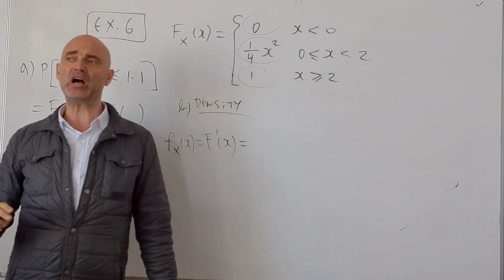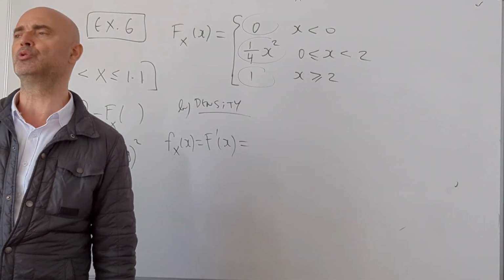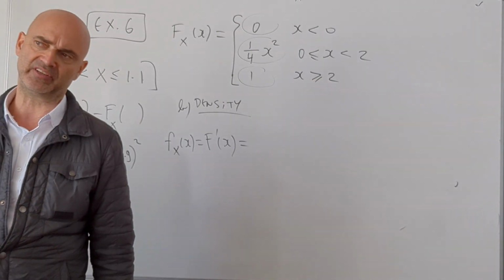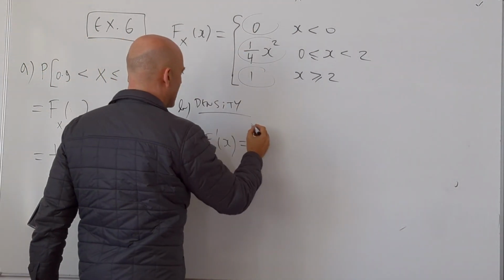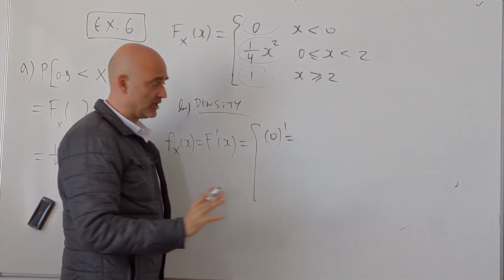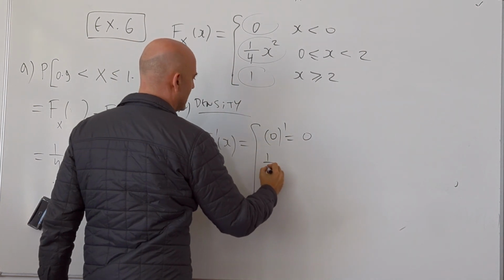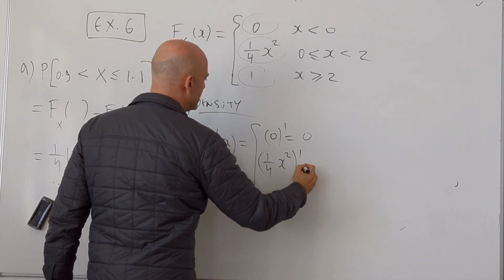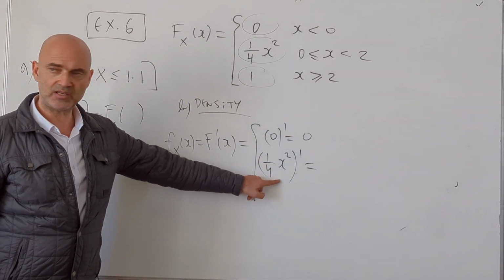Here, because all functions are continuous, you don't need to pay attention to the derivative on the left and the derivative on the right. You only need to use the rules. So here I will do the derivative of 0. 0 is a real number constant, so the derivative is 0. Then I need to do the derivative of 1 divided by 4 times x squared. We have already done something very similar to this.